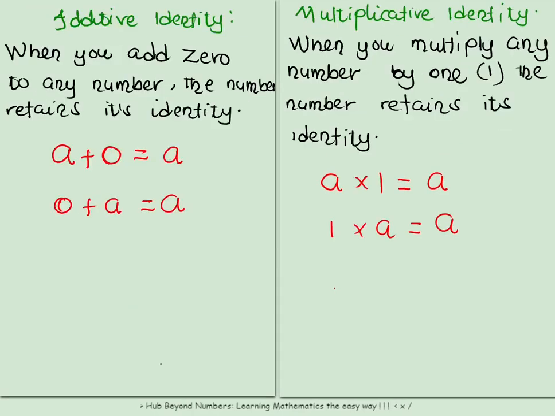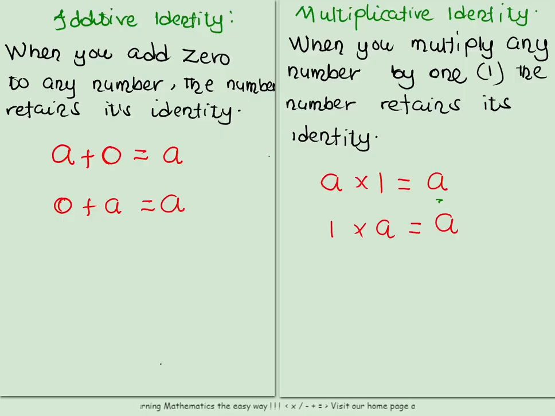Also, talking of the multiplicative identity, it says when you multiply any number at all by 1, the number retains its identity. As you can see here, a times 1 still gives us a, which makes it retain its identity. This is the basis for the identity property. As time goes on, when we go to binary operations and all that, we would dive into this so that we solve some questions.